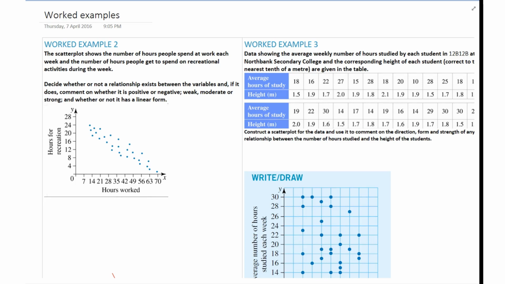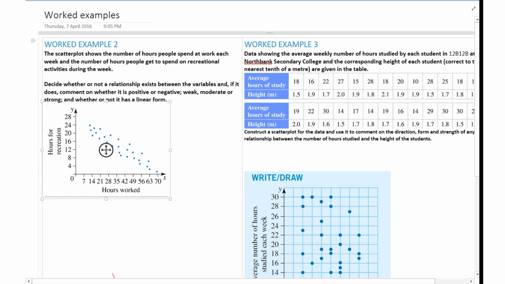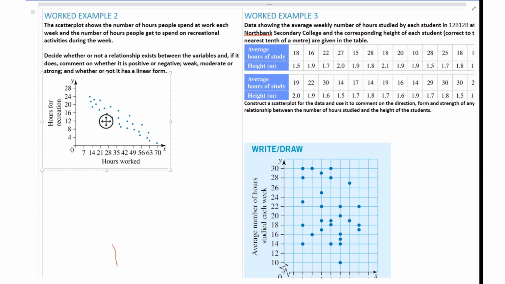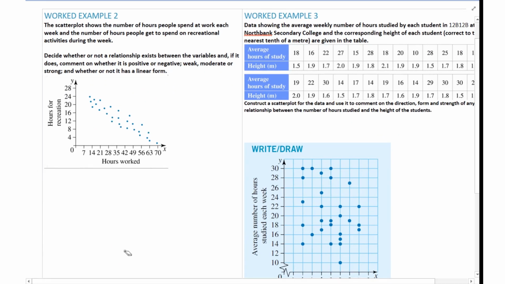Okay, so in this video, what we're looking at is some worked examples for scatterplot interpretation. The first worked example is looking at the number of hours people are working and how much time they get to spend on recreational activities during the week. What we've got to decide is: is it positive or negative, weak or moderate, and is it linear? So let's have a look at this.